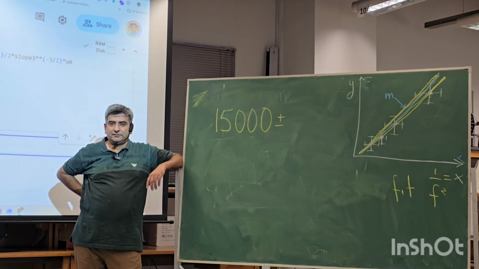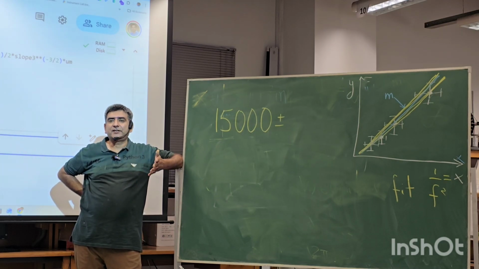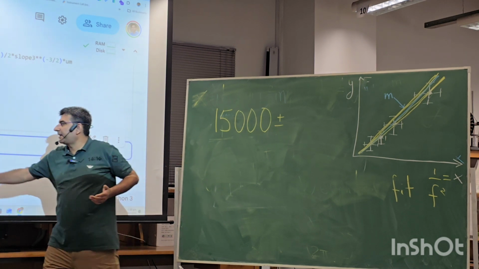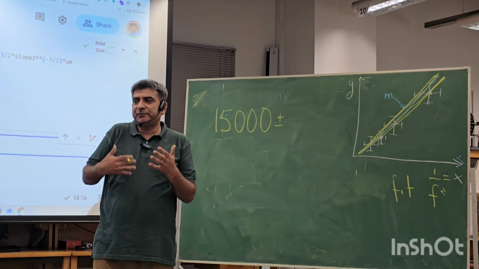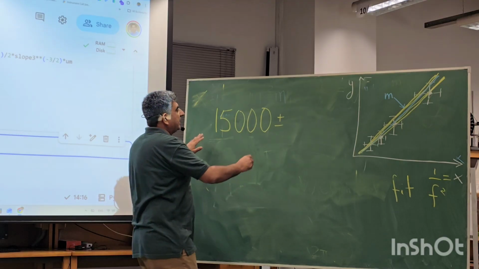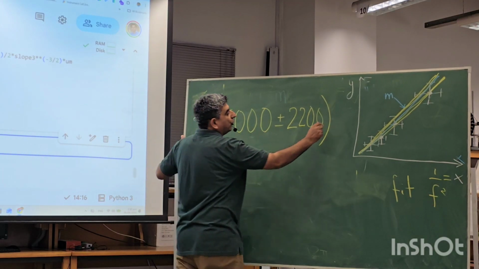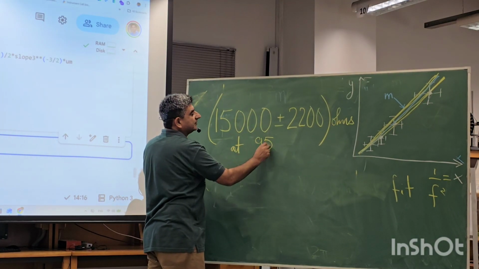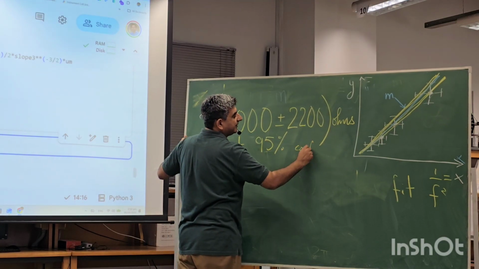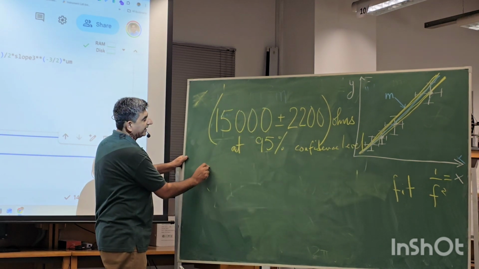1100. Okay, I can also multiply that by 2, because I can quote up to 2 standard uncertainties with 95% confidence. So I multiply this by 2, I get about 2200. 1100 times 2 is 2200. So plus minus 2200 ohms at 95% confidence level.